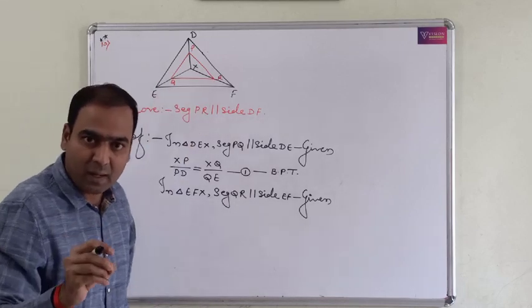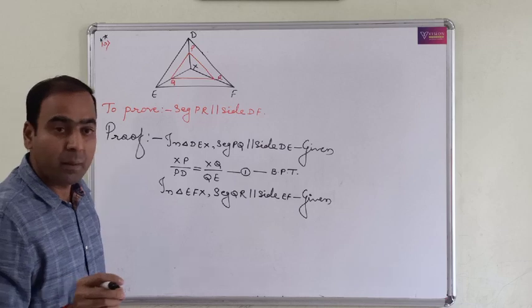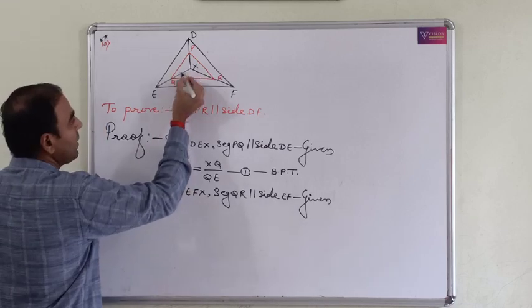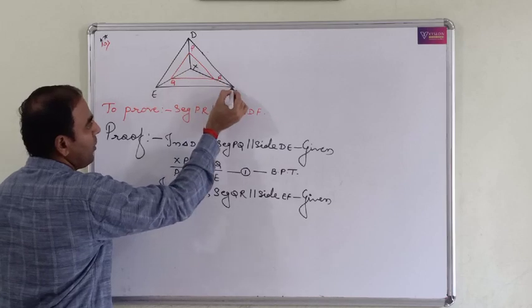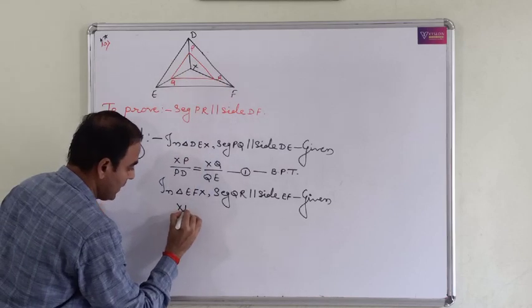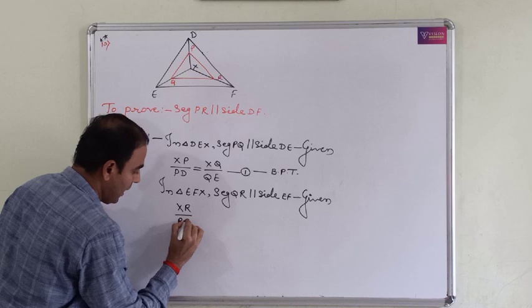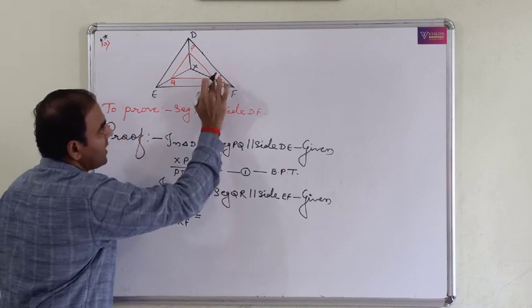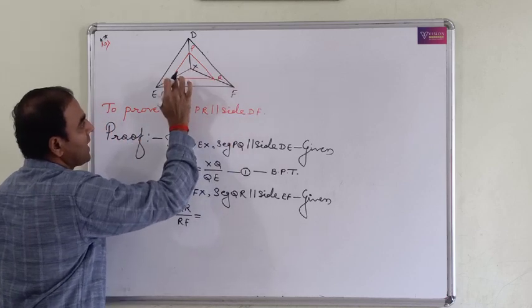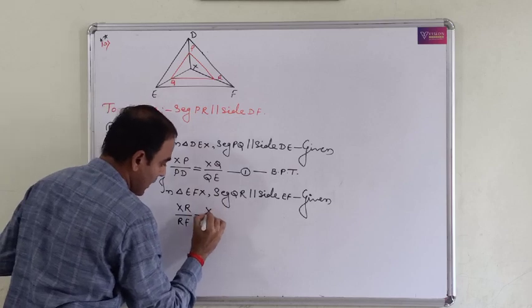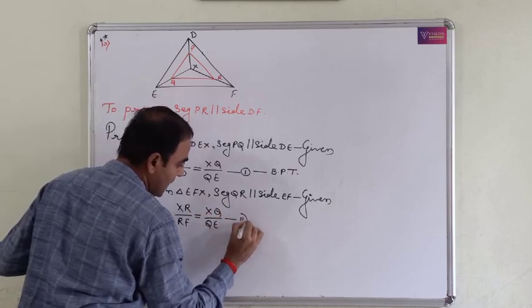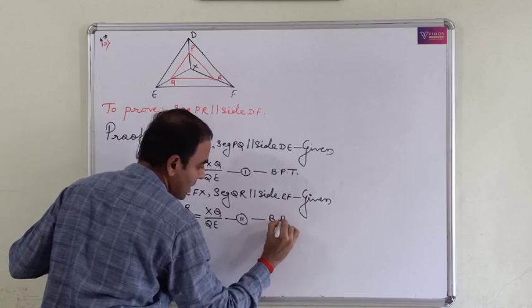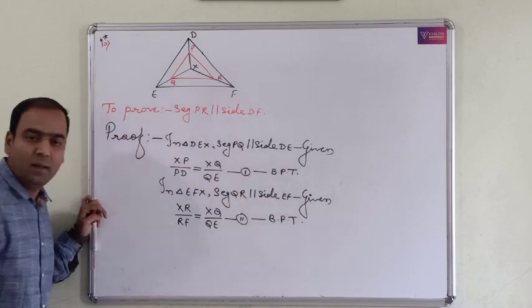If a line is parallel to one side of a triangle, then by BPT, it divides the remaining 2 sides in equal ratios. So you get XR upon RF is equal to XQ upon QE, second, and it has the same reason, basic proportionality theorem.